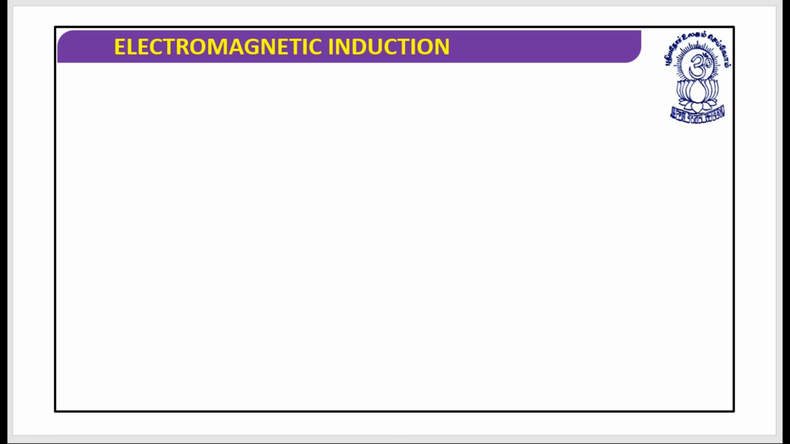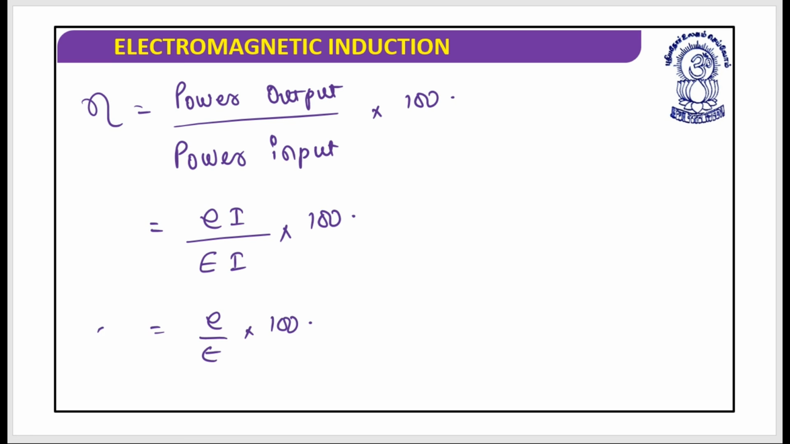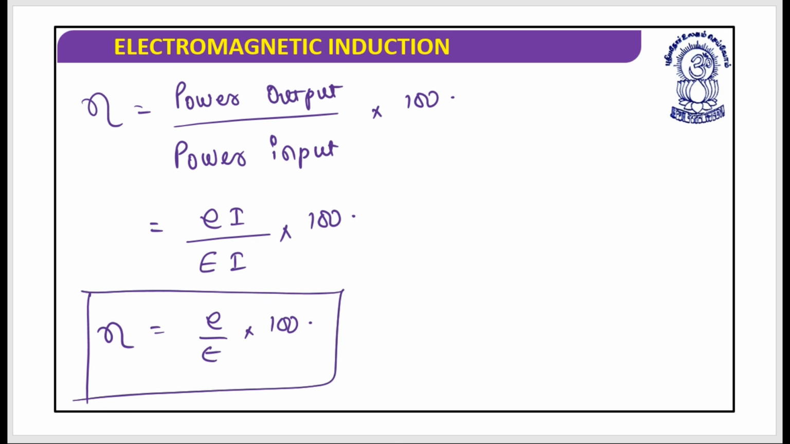So let's find it out. The efficiency equals power output divided by power input, multiplied by 100. So this is EI divided by E into I, multiplied by 100. So this is E by E multiplied by 100. Please do remember this formula. This is very helpful to us. I hope this is clear.